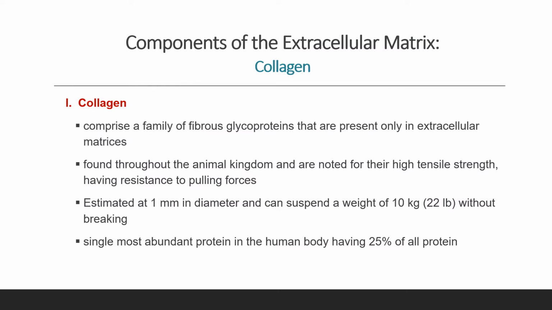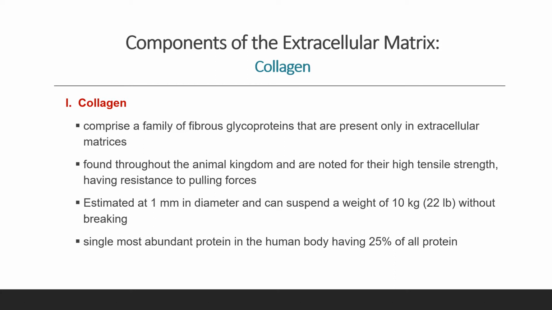So let's go now to the components of the extracellular matrix. First we have, again, your collagen. It comprises a family of fibrous glycoproteins that are present in the extracellular matrices, and this is found throughout the animal kingdom and are noted for their high tensile strength, having resilience to pulling forces.